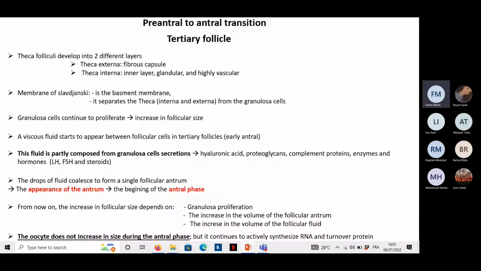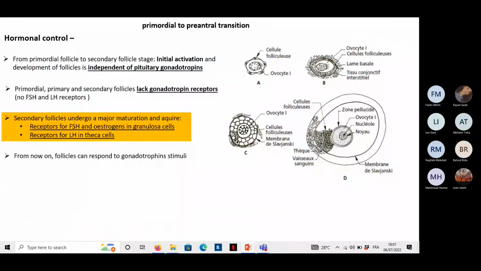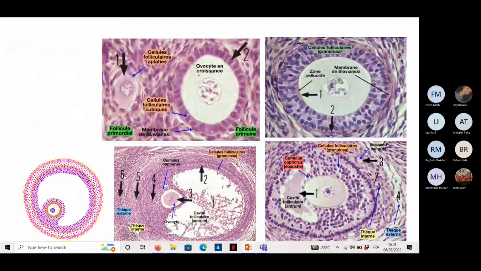Now, what comes next? As you can see, here we had a primary, a secondary follicle, and then we have follicles that are called the tertiary and the Graafian follicle. What happens, so we have some modification that will occur from the transition of secondary to a tertiary follicle.